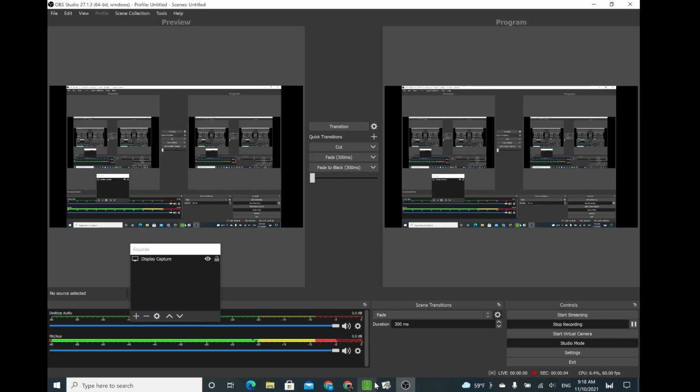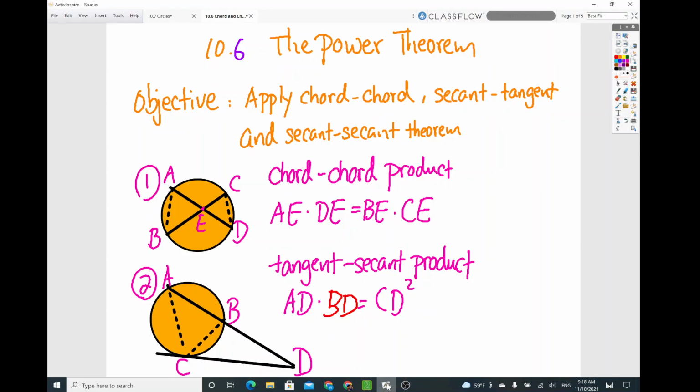Today I would like to talk about section 10.6. It's about all the segment theorems in circles, which in general are called the power theorem. Objective: apply the chord-chord, secant-tangent, and secant-secant theorems. We have three different types of power theorems.